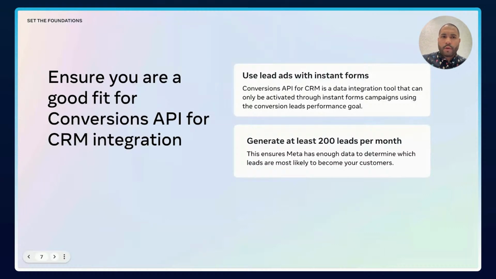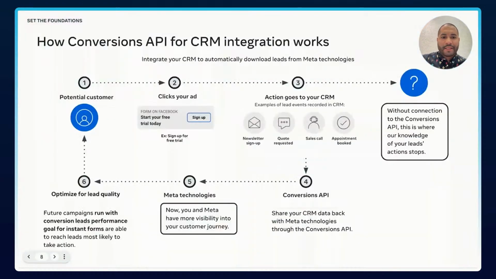So I'm going to geek out a little bit. If we go to the next slide and really show how it works from a data flow perspective, you have your potential customer who clicks on your ad and signs up for a free trial. That specific action goes into your CRM system, whether it's a newsletter sign up, quote, sales call, or appointment. But if you don't have Conversions API, without that connection, this is where our knowledge of your leads ends, and we can't really optimize for those actions.